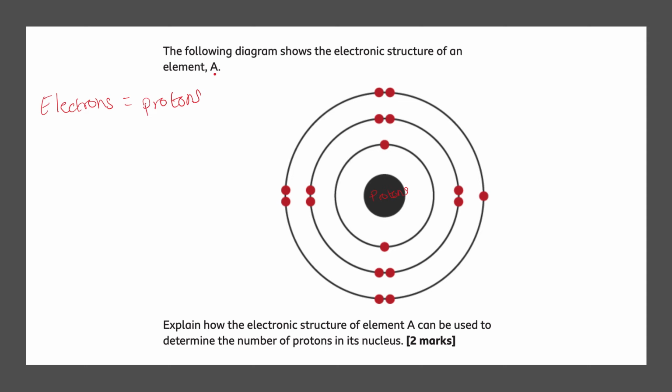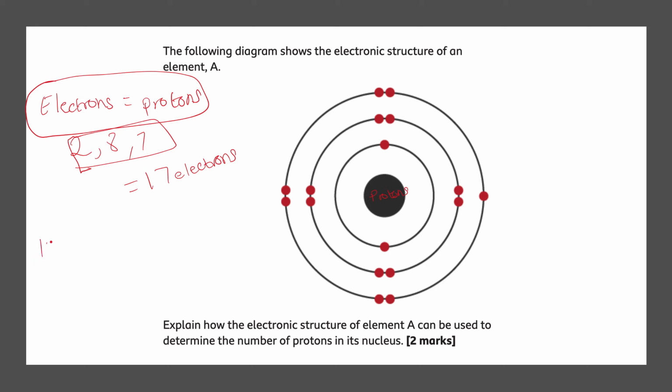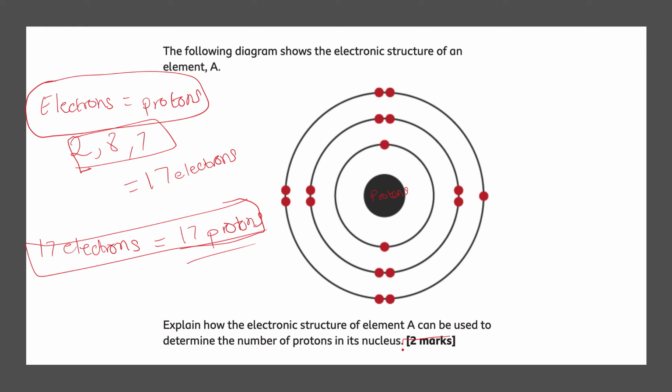The electronic structure is 2 8 7. This is because there are 2 in the first shell, 8 in the next shell, and 7 in the outer shell. So we can just total them up to find out the total amount of electrons. There are 17 electrons in total, and because this rule applies, we have 17 electrons, so we also have 17 protons, and that will be our answer, 17 protons, and that will give us 2 marks.